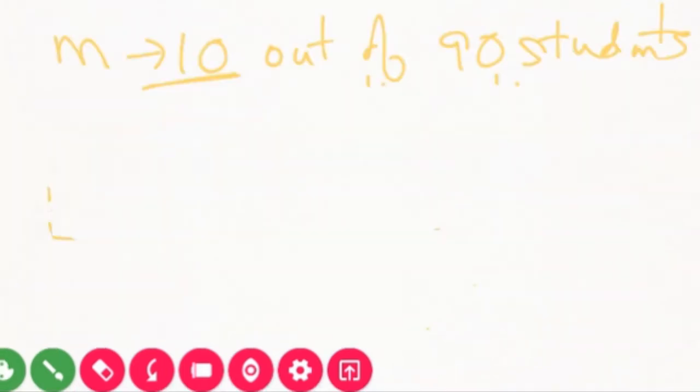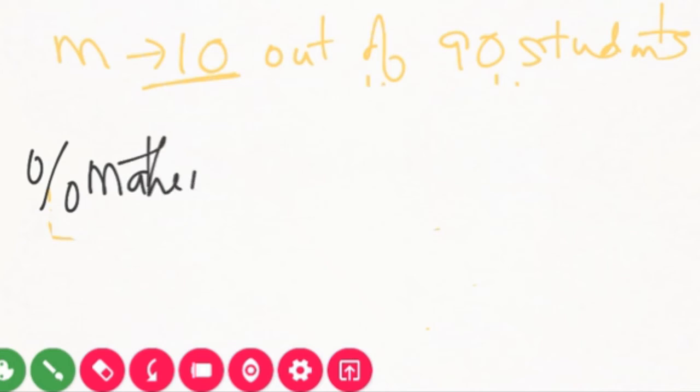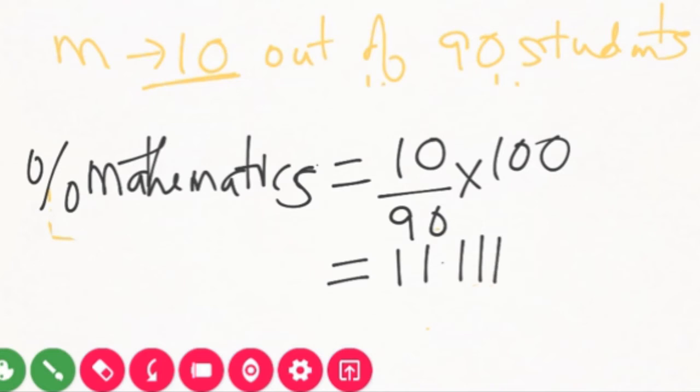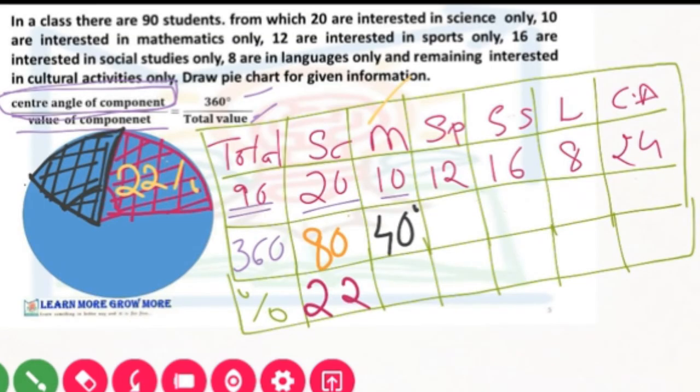In the same way, we will find the percentage of students who are interested in mathematics. That is equal to 10 divided by 90 into 100. Then we will get a value of around 11.111. Like this we are going to get the percentage, meaning only 11% were interested in mathematics. That I will substitute here.